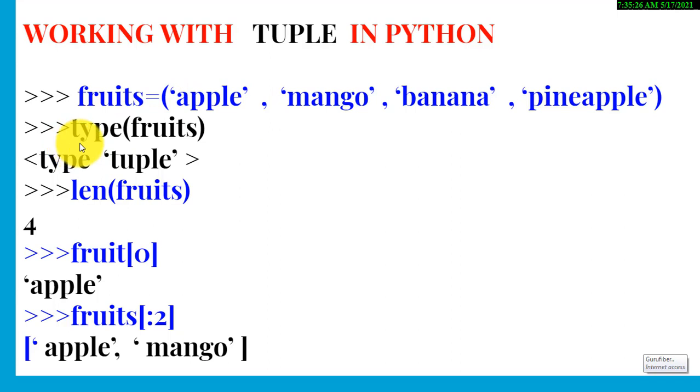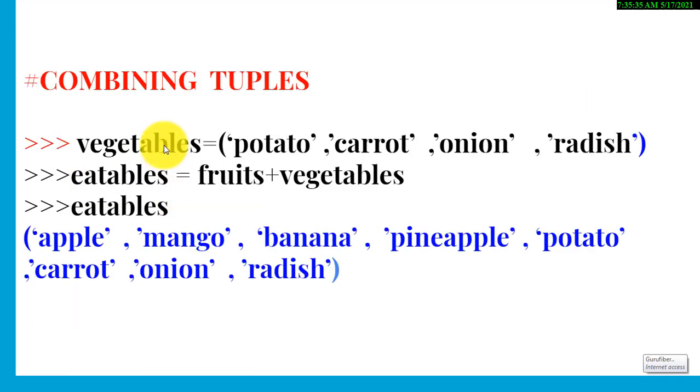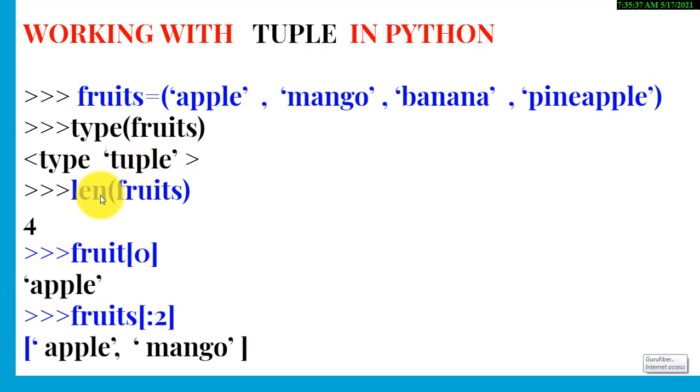Next, when we want to know what type it is, then we need to write type of fruits. So the output we'll be getting is tuple. If I want to know the length of fruits, then I need to write length of fruits, and I'll be getting 4, since there are 4 items over here. Similarly, if I want to know any of the items at which position it is, I can write fruits 0. So at position 0, apple is there.